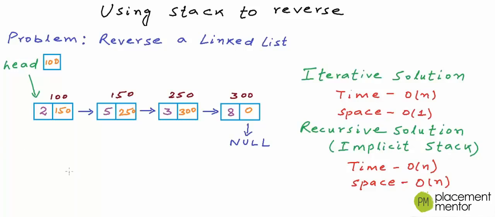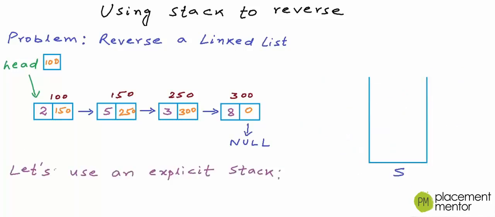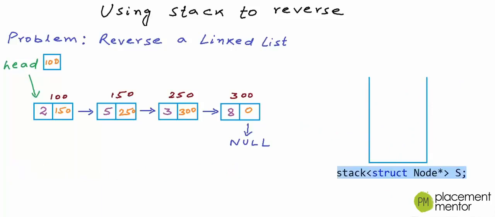Now let's see how we can use an explicit stack to solve this problem. Once again, I have drawn a logical representation of the stack here. Right now the stack is empty. In a program, this will be a stack of type pointer to node. What I'm going to do now is traverse this linked list using a temporary pointer to node. The temporary variable will initially point to head.